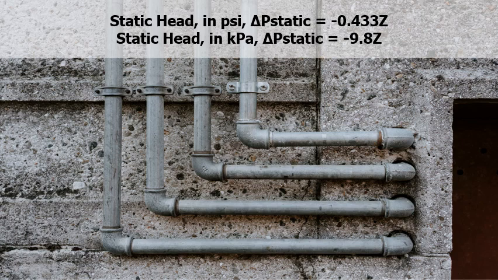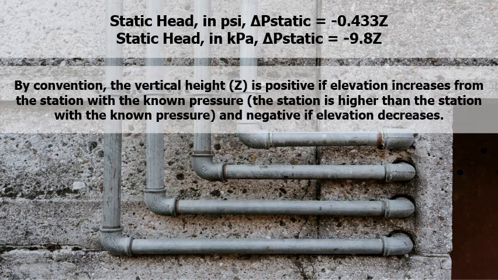expressed in meters. By convention, the vertical height Z is positive if elevation increases from the station with the known pressure. That is, the station is higher than the station with the known pressure. And Z is negative if elevation decreases.